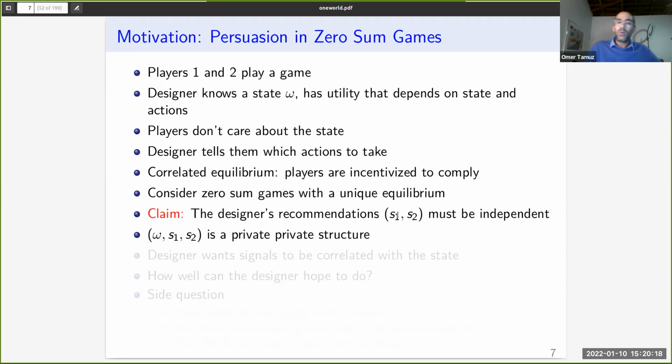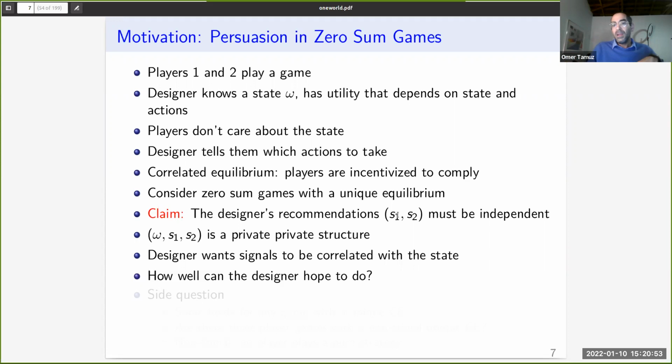Okay, so if you want to persuade people in a game with a unique correlated equilibrium, like a zero-sum game, your recommendations have to be independent of each other, even though presumably you want them to be correlated with the state, because your utility depends on the interaction between the state and the actions. So the designer wants these signals to be correlated with the state, but he has to keep them independent of each other just because of the incentive compatibility constraint. It has to be a Nash equilibrium. And the question is, how well can the designer hope to do?